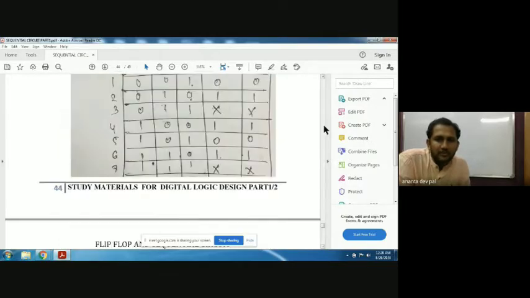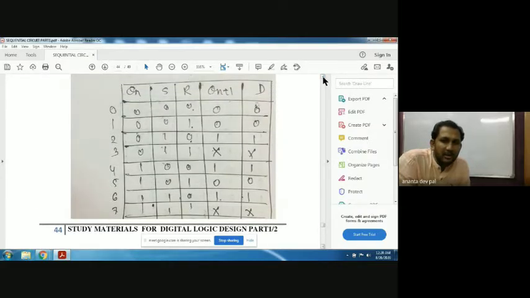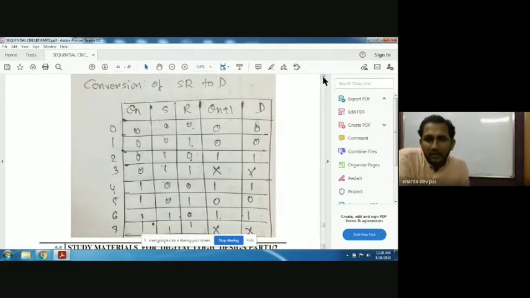Next one is conversion, the second example. We can design any flip-flop to any flip-flop. This one is from D to SR. So D is the old flip-flop and SR is the new one.